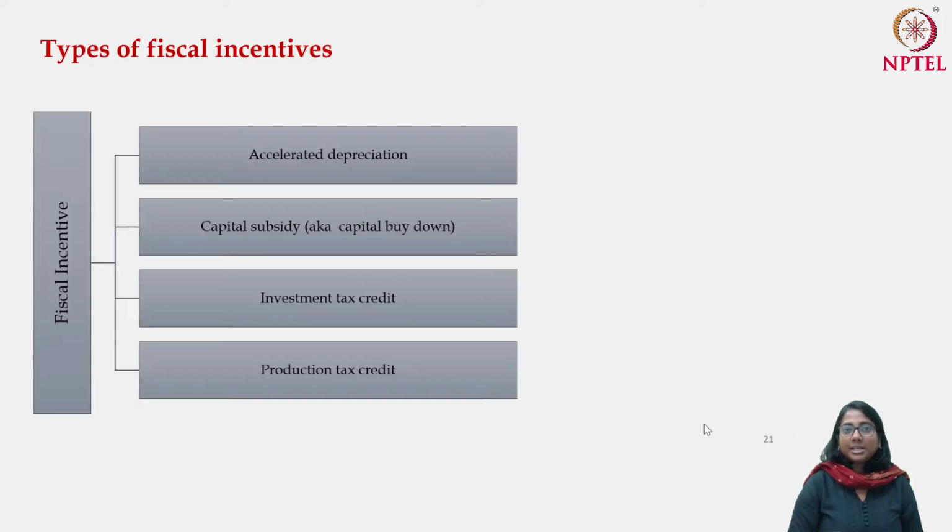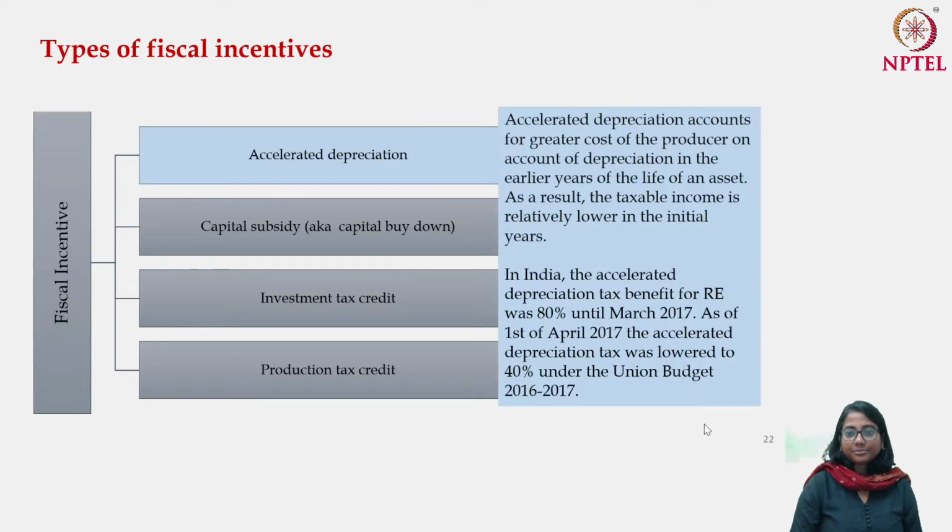We start with the fiscal incentive. There are various instruments that fall under the umbrella category of fiscal incentive. It starts from accelerated depreciation to capital subsidy, which is also known as capital buy down. It can be investment tax credit or it can be production tax credit as well. We'll take up all the instruments one by one and we'll spend some 1 or 2 minutes on each of them. So we begin with accelerated depreciation.